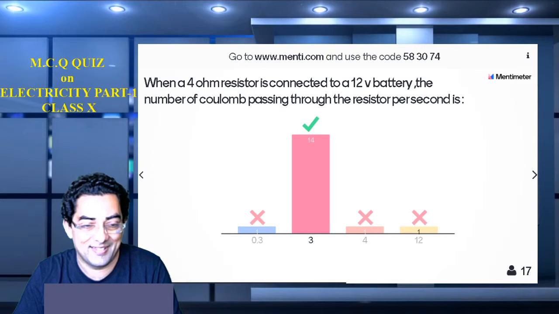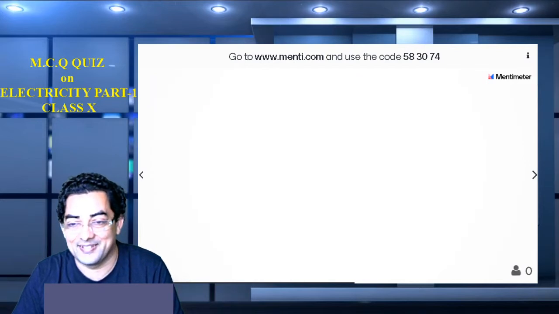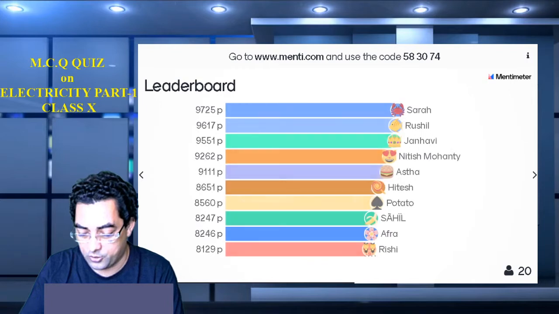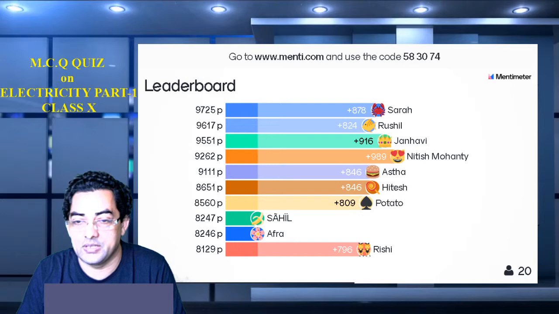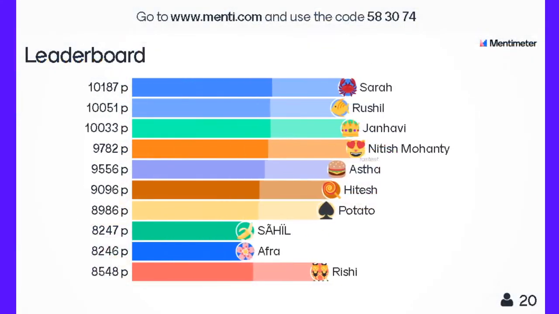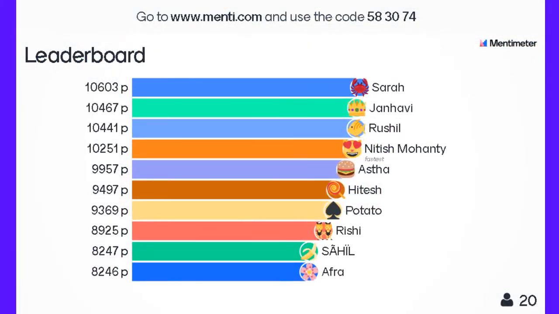Okay, let's see. So this is the next question, guys. Okay, before that, this is the leaderboard. So leaderboard, lot of changes. Sara again on top with 10,603 points. Come on Sara, well done. Followed by Janvi, followed by Rushil. Then comes Nitish, position number 4. Nitish is the fastest finger, followed by Astha, Hitesh, Potato, Rishi, Sahil, and Afra has gone down to position number 10.